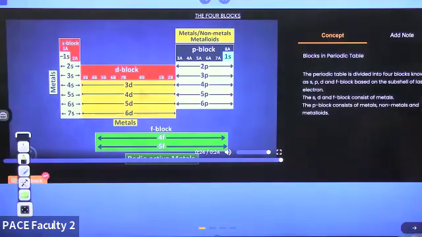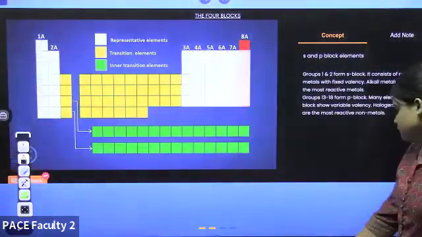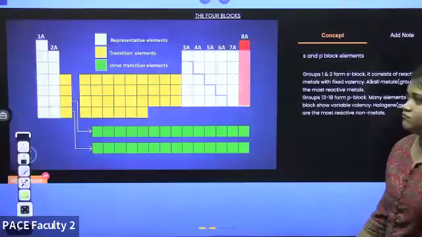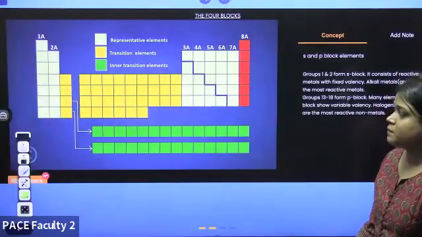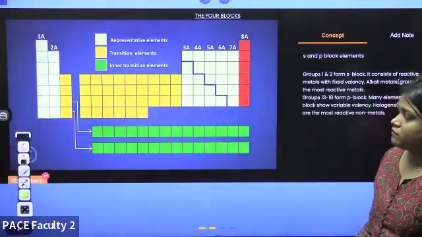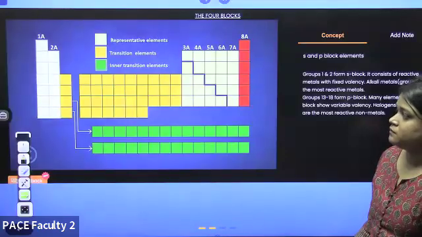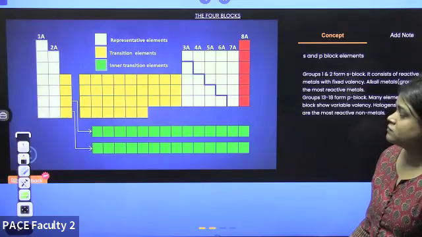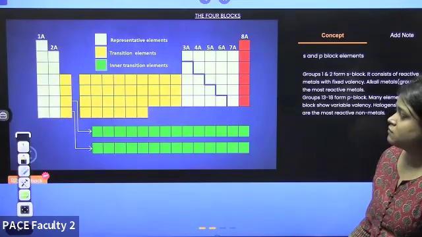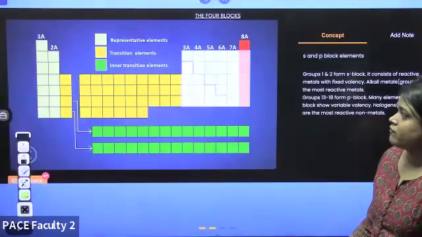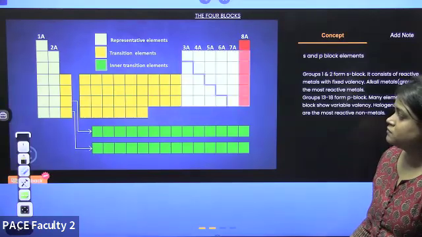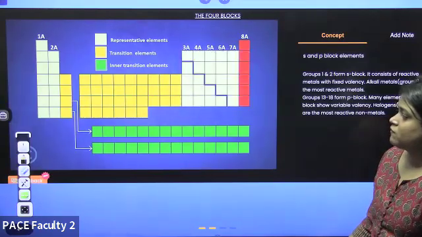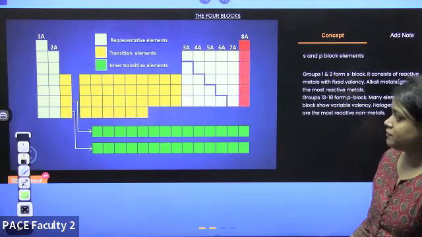Let's see more information. Discuss S and P block elements. Groups 1 to 2 form the S block, which consists of reactive metals with fixed valency. Alkali metals, group 1, are the most reactive metals. Groups 13 to 18 form the P block. Many elements of the P block show variable valency. Halogens, group 17, are the most reactive non-metals.